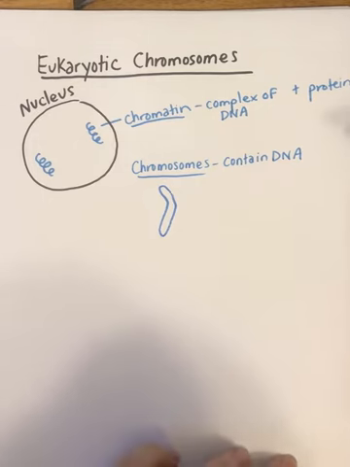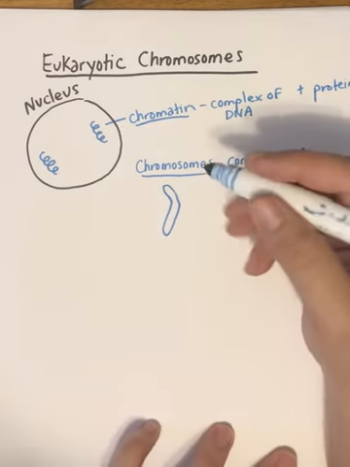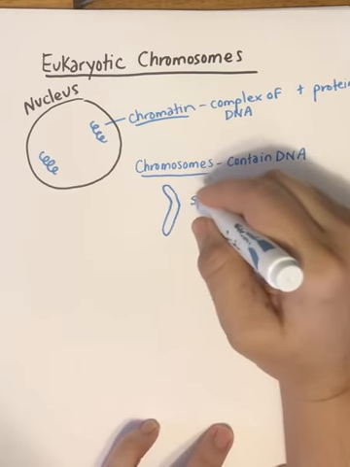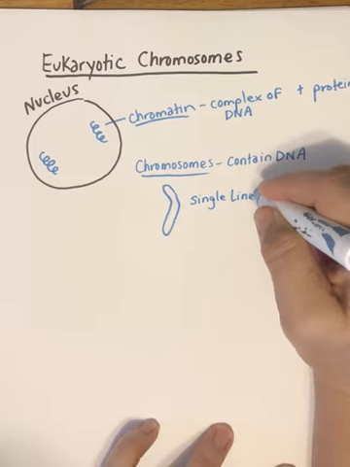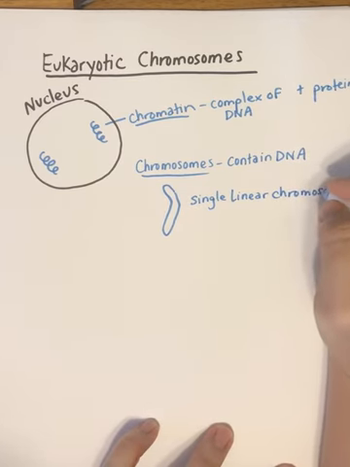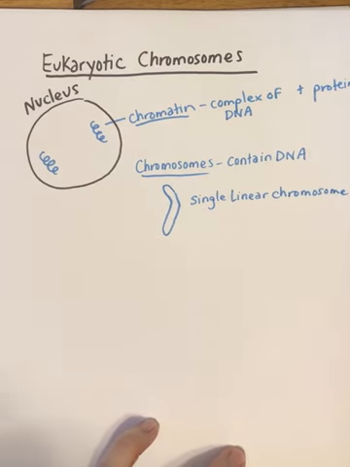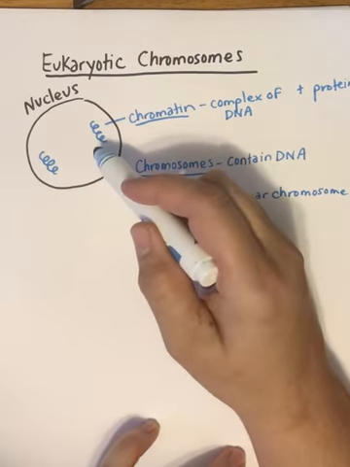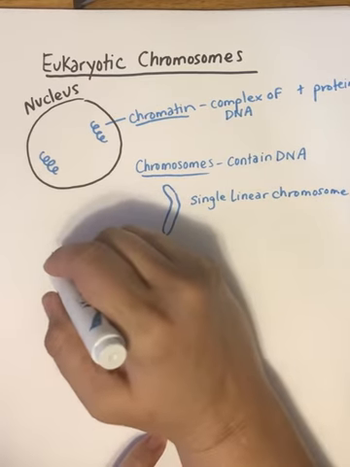So this is going to be what a chromosome looks like when it's untwisted. A single linear chromosome. This is what this picture depicts. This right here is a single linear chromosome. One of these untwisted.